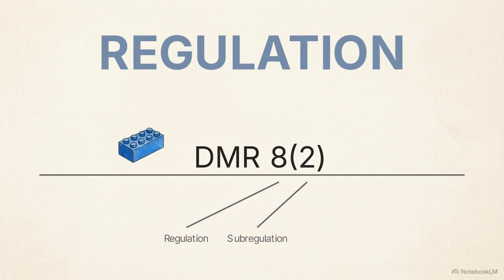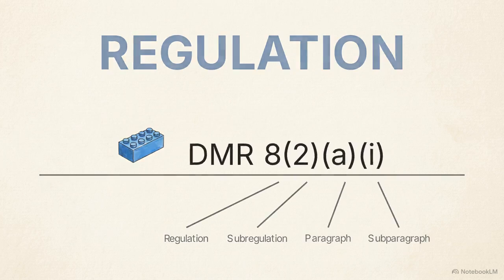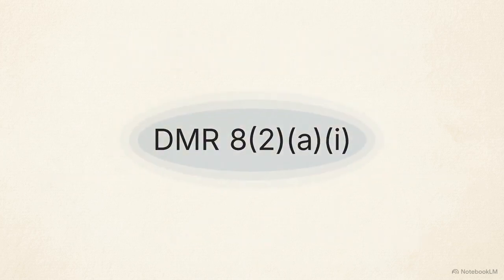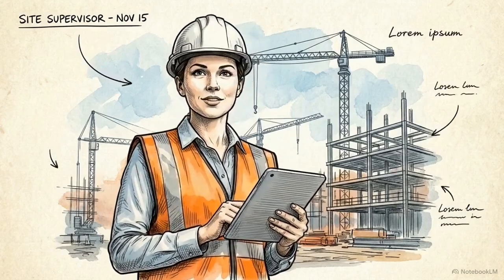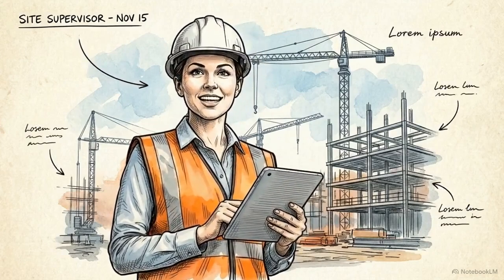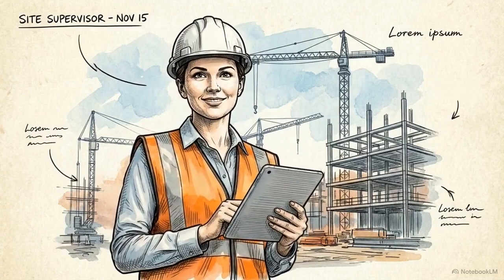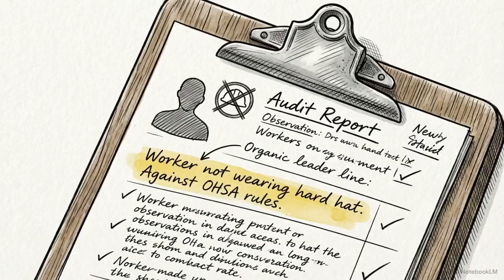From there, add the sub-regulation number within the first set of brackets. Then add the paragraph and the subparagraph inside their respective subsequent brackets. Utilizing the correct terminology, distinguishing between a regulation and a section, immediately signals your professional competence to any external auditor reviewing your site. Let's apply this formatting to a realistic site audit report.